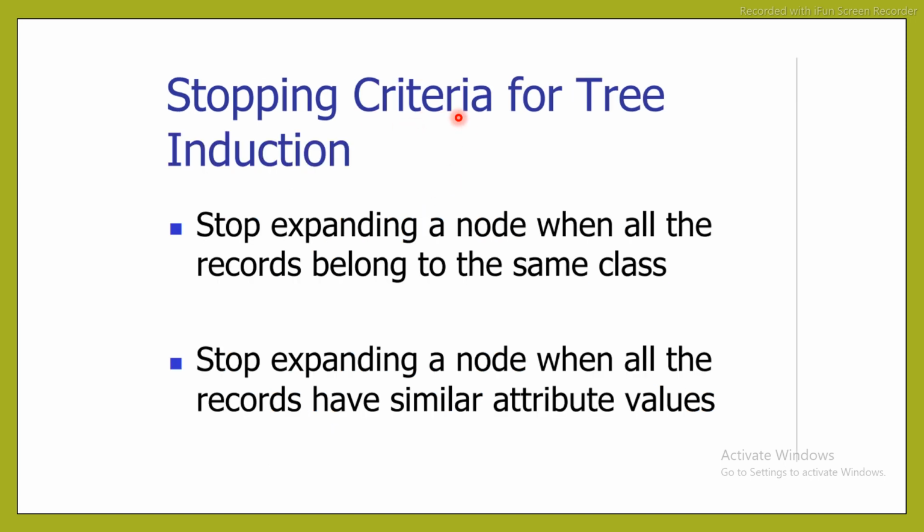There will be a point where you have to stop the tree. You cannot grow it indefinitely, right? So stop expanding a node when all the records belong to the same class, which we have covered, or when all the records have similar attributes. This is the stopping criteria, because whenever you are drawing a decision tree, a time comes when you have to prune the tree. You cannot grow it more.